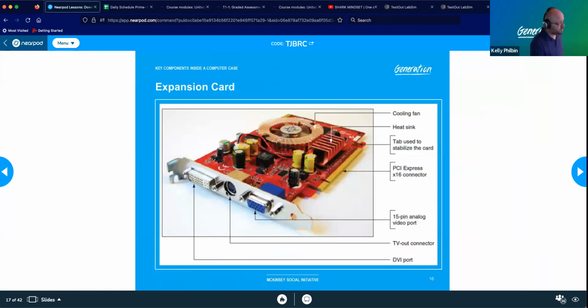And then we have a variety of outputs. We have a DVI right here. We have a DB15 or VGA, depending on who you're talking to. And then we have our S-video output as well, which was kind of a bridging technology as well.